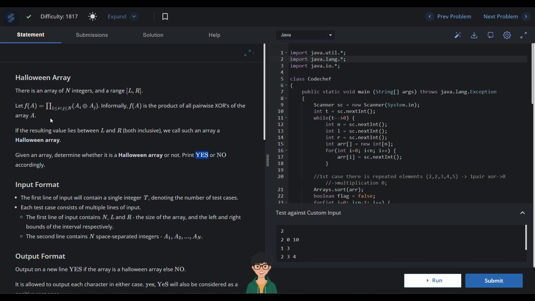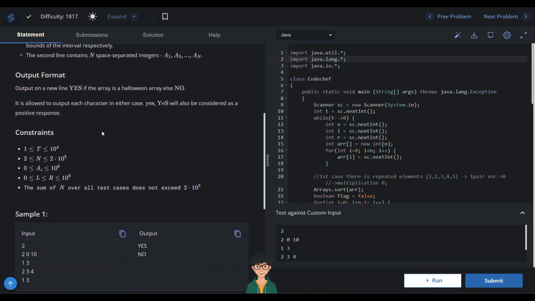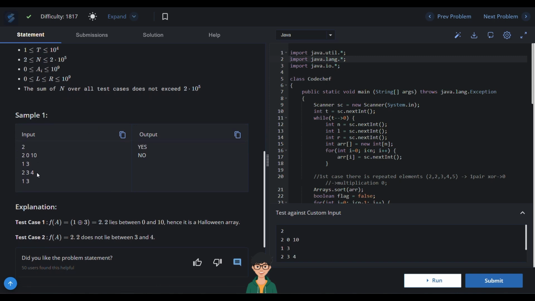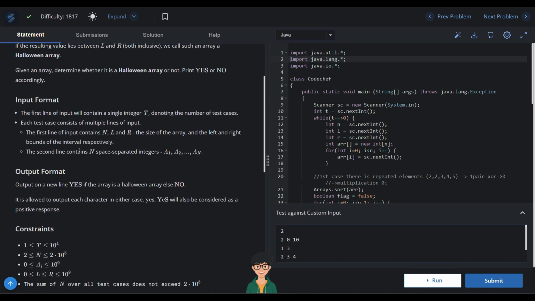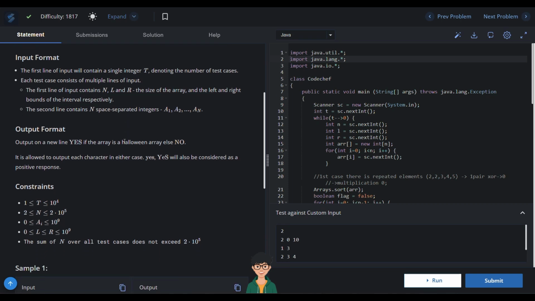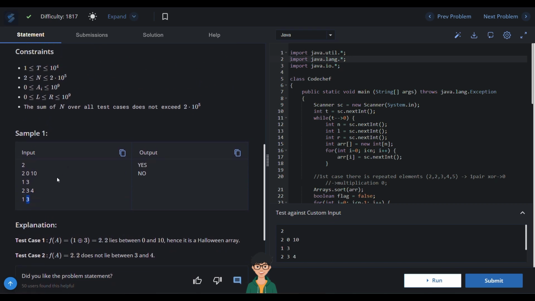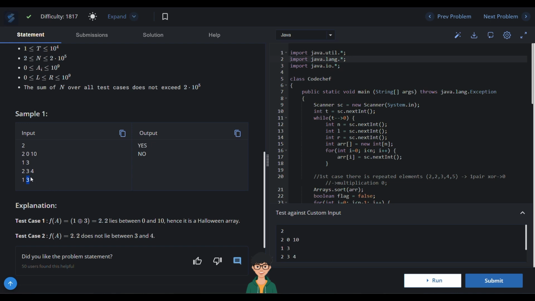What you have to calculate here is the pairwise XOR of all elements, and you have to multiply them. If that value is in the range l and r, print yes, else no. So what does pairwise XOR and multiplication of all that mean? Like if you have here 2 3 4. What's the input? You are given n, l and r, and then the elements of the array. So like n is 2, l is 3, and r is 4.